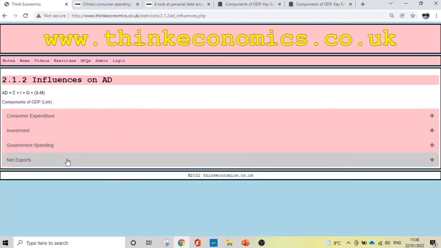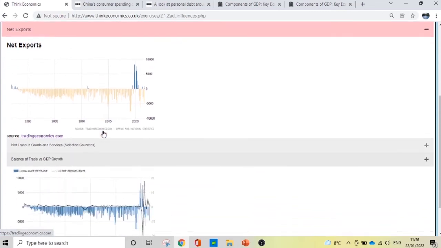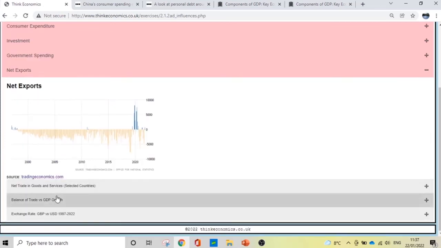Net exports is an interesting one. As we said, it's the balance of trade. It's our exports minus our imports. This is from Trading Economics, and I really do like this graph here. I like this because it goes through to show what's happening.